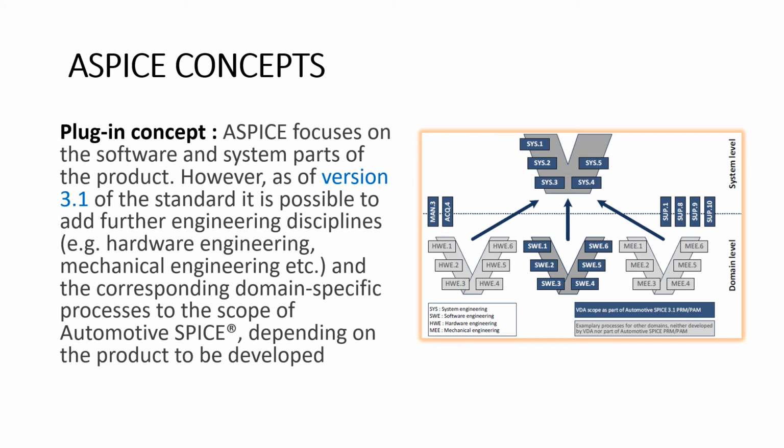So coming to the ASPICE concepts. If you look at this diagram, we have 2 different things: system level and domain level. A system is a combination of software engineering, hardware engineering, and mechanical engineering concepts. All three together form a system. So there is this plugin concept, wherein all the domains together form the system engineering.